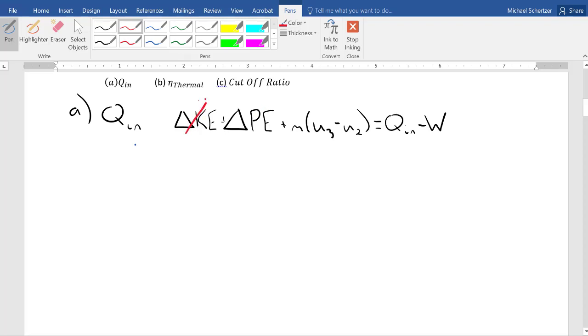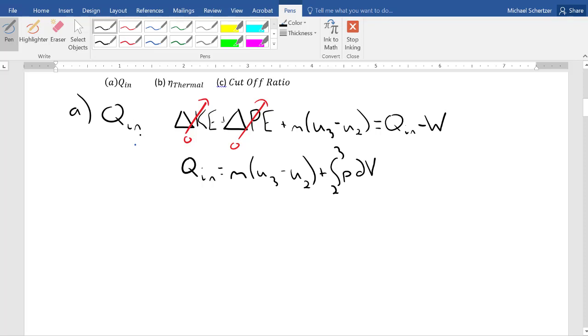There's a couple things that I know here. I know that we're going to neglect kinetic energy. We're going to neglect potential energy. I also know that this work term is going to be the integral of PdV. So I'm going to now try to isolate for Q in here. So this is going to become Q in is equal to m times U3 minus U2 plus the integral from 2 to 3 of P dV.